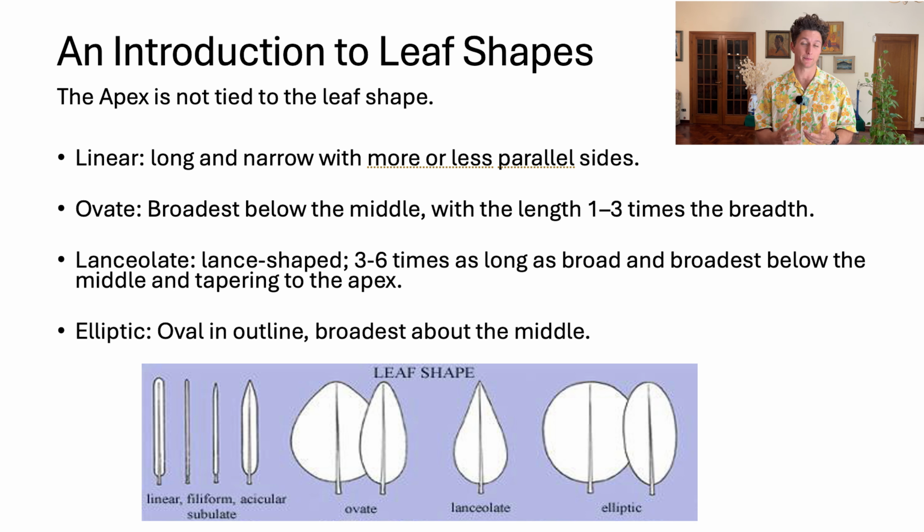And finally, elliptic. Elliptic leaves are leaves with an oval outline and are broadest in the middle. They are quite evenly broad most of the time, and you're looking to see that the broadest part of the leaf is in the middle of the leaf. For me, that's the key to understanding what an elliptic leaf is, whilst ovate is broadest below the middle of the leaf.